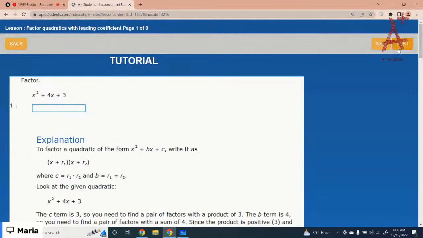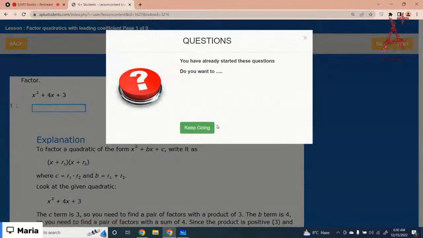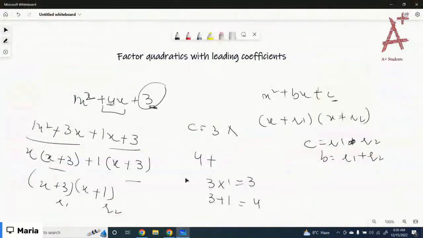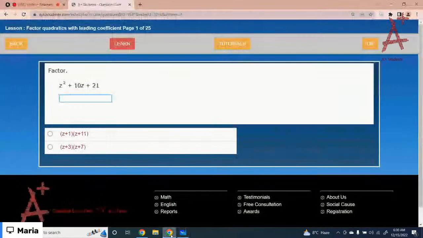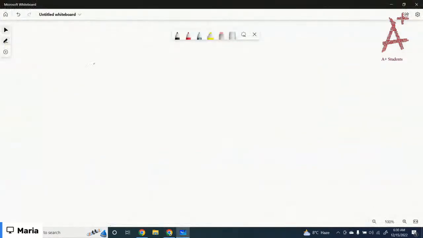If you have any question, please write the question in the chat box. I'll answer all your questions if you have any. Let's start with the test question. The first one is z square plus 10z plus 21.